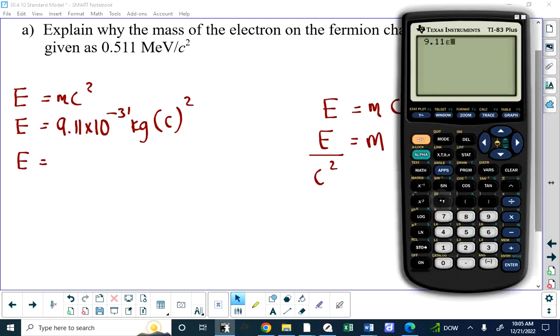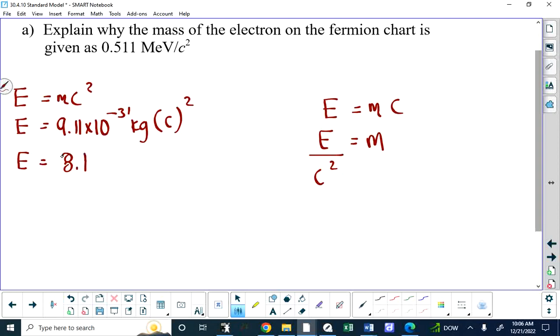(9.11) multiplied by 10 to the negative 31, and then times the speed of light squared. That many joules. Do you get the same number? Okay, 8.199 times 10 to the negative 14 joules. So now I have a question for you, and it's a silly question, but what would you do to that energy to find the mass?